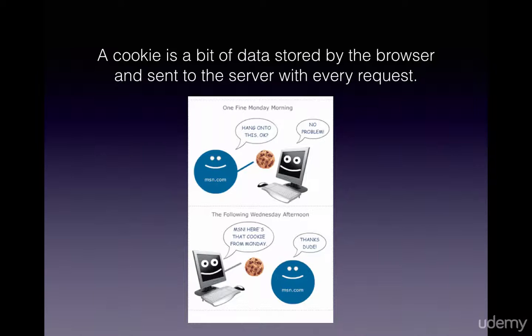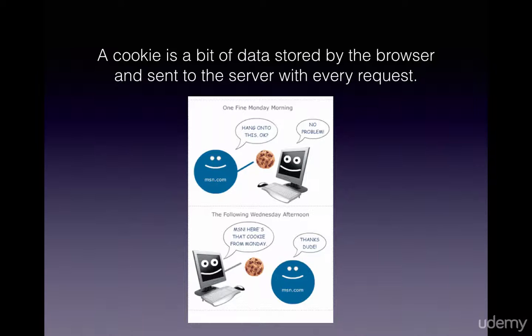As you can see, cookie is a bit of data stored by the browser and sent to the server with every request. So cookie is just like data, alright? A browser will store the data so that in every request, the browser remembers that this cookie belongs to this user, so let's render the specific data to this user.